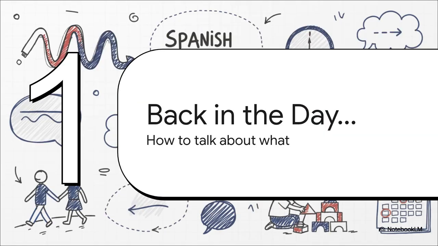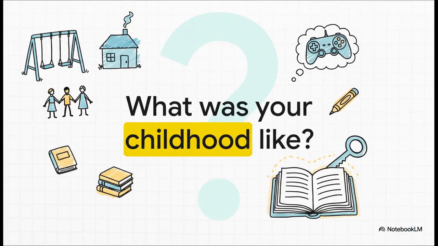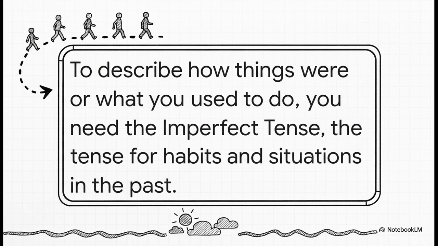All right, first stop, a trip down memory lane. This whole tense is really about bringing the past to life. So, I want you to think about this for a second. What was your childhood like? I mean, what kind of things did you used to do? What was your house like? Who were your friends? To answer any of these questions, you need a very specific tool in your Spanish toolbox. And this, right here, is that tool. It's called the imperfecto. Its whole job is to talk about how things were and what you used to do. Just think of it as the go-to tense for anything that was ongoing or was a habit in the past.